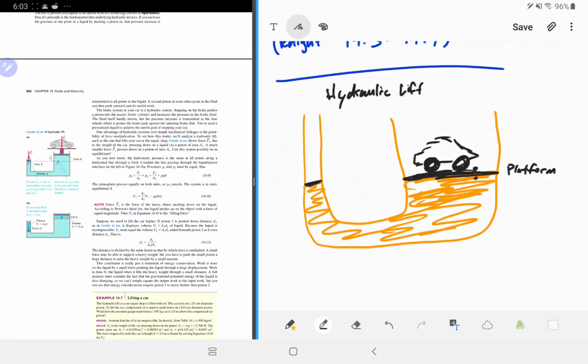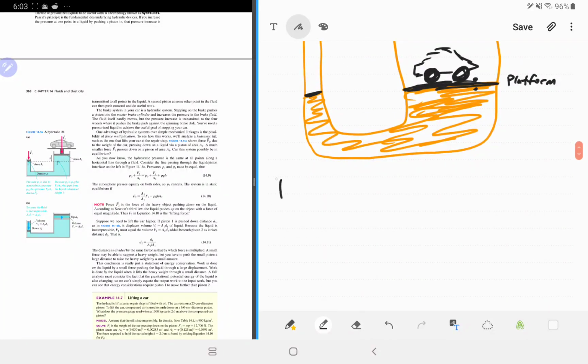So we have a car on the platform. You can imagine if we put the car on the platform, this side is going to want to go up, right? So we want to be able to see by how much should that go up. To answer that question of how much we would need to apply a force down here to support the car, we're going to need Pascal's principle.